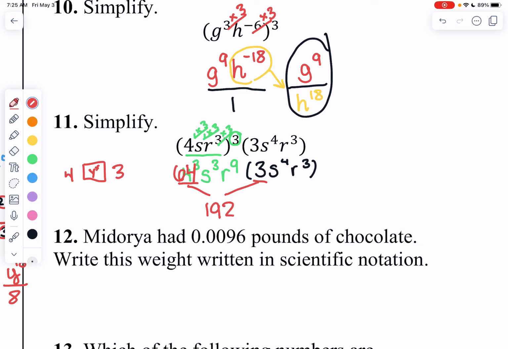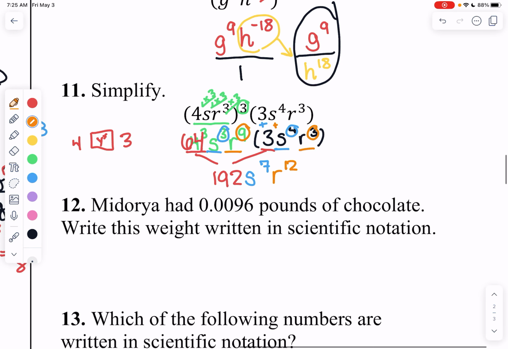Next up, my s's. So I have s to the power of 3 times s to the power of 4. I will drop the base and then add the exponents. 3 plus 4 is 7. And then my r's. I have r to the power of 9, r to the power of 3. So I will drop the base and add the exponents. 9 plus 3 is 12. All right, number 12.